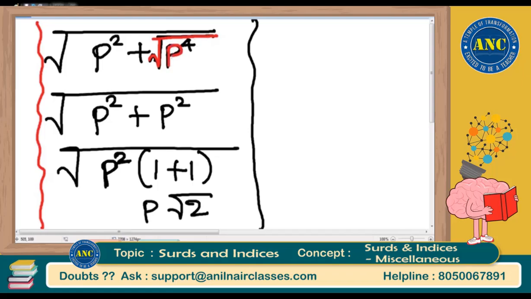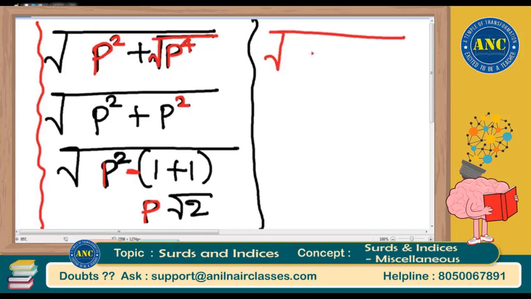If it comes outside the square root, it becomes p square. Again, if p square comes outside, see here, p square is there as the first term. If it comes outside, it becomes p. It becomes p plus something, or p into something, whatever it is. That is what I am teaching.